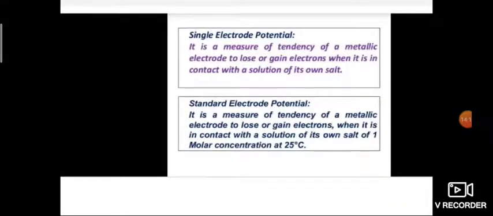What is standard electrode potential? Single electrode potential is a measure of the tendency of a metallic electrode to lose or gain electrons when it is in contact with a solution of its own salt. Standard electrode potential is a measure of the tendency of a metallic electrode to lose or gain electrons when it is in contact with a solution of its own salt in 1 molar concentration at 25 degrees Celsius or 298 Kelvin. That is known as standard electrode potential.